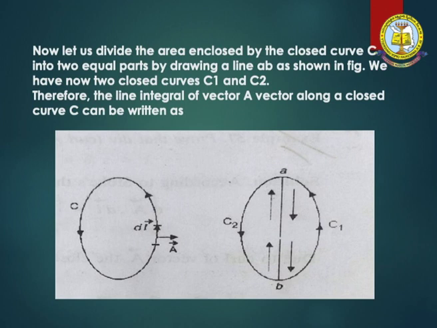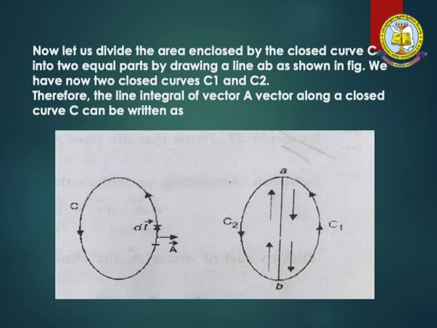Okay, you can write a single curve, that is curve C, with a small element dl and a vector A. You can write this equation: the line integral over curve C of A dl divided into two curves, that is C1 and C2.